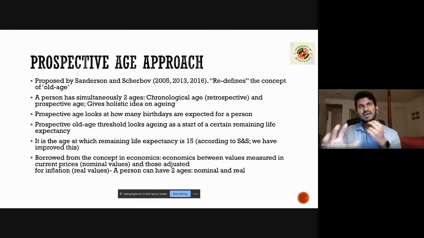This idea comes from economics, where we have current prices and adjusted prices, which are the real prices. We all know that nominal prices and real prices are different. Similarly, the nominal age and the adjusted or real age are different across people. And to define the real age, they came up with the idea of prospective age.